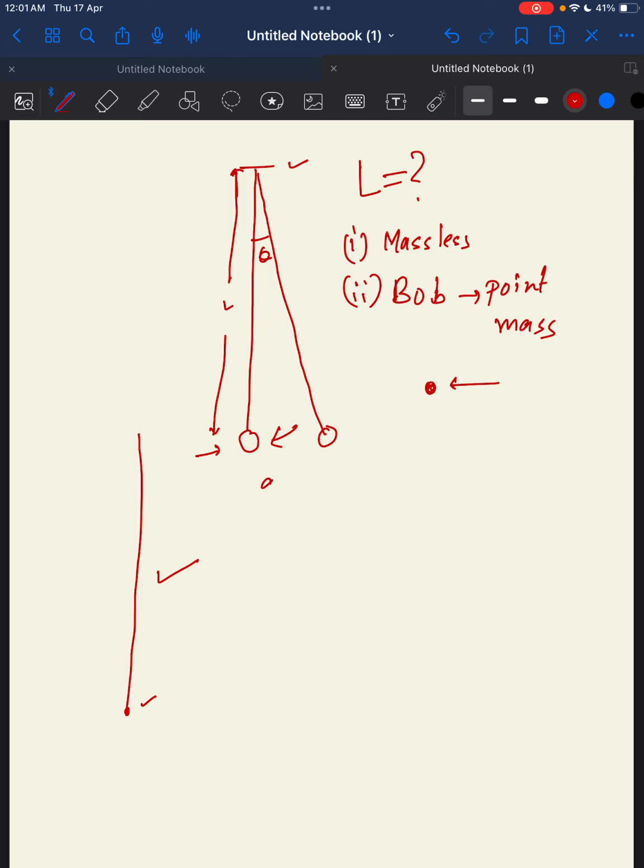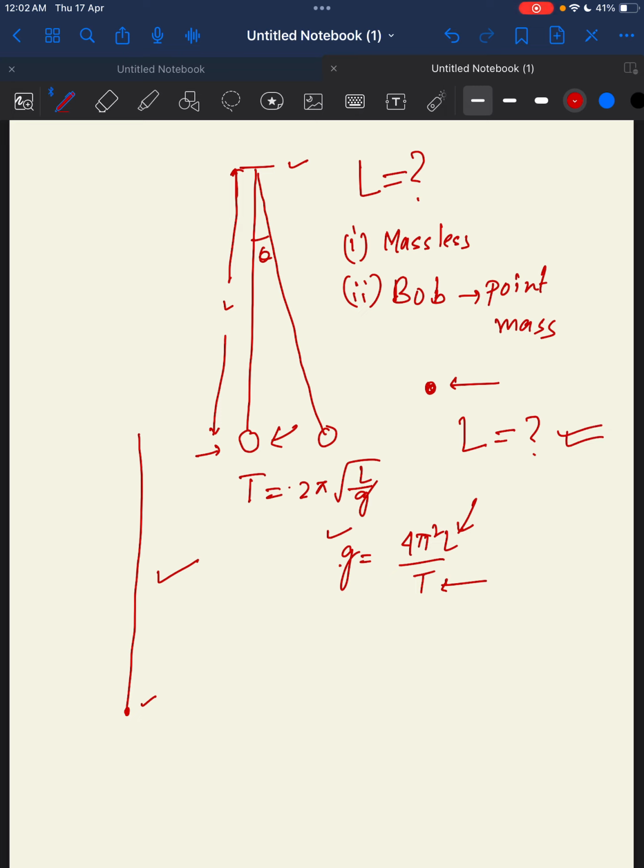In the simple pendulum, the formula was T equal to 2 pi root over L by G. So this was the time period. Then we can find G is equal to 4 pi square L by T square. If you measure L precisely and if you measure the time period, then you can find G. But in the case of the simple pendulum, there is approximation in the measurement of L itself. So we must arrive at some method which can eliminate this difficulty.